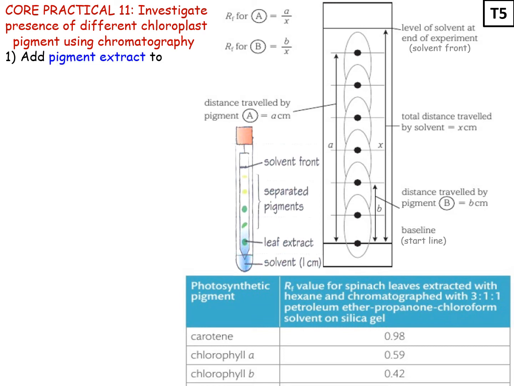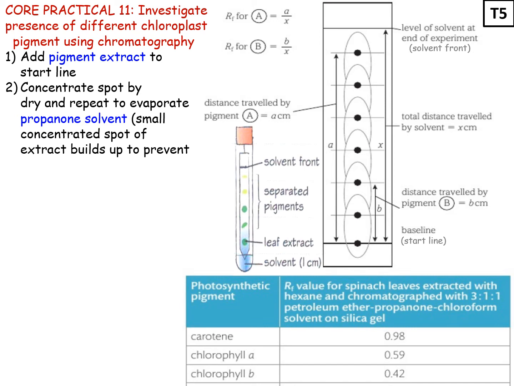So first you add pigment extract to the start line. You then concentrate the spot by drying and repeating to evaporate the propanol solvent. Therefore you have a small concentrated spot of extract that builds up, and that prevents the extracts from spreading out when you put it into the solvent.